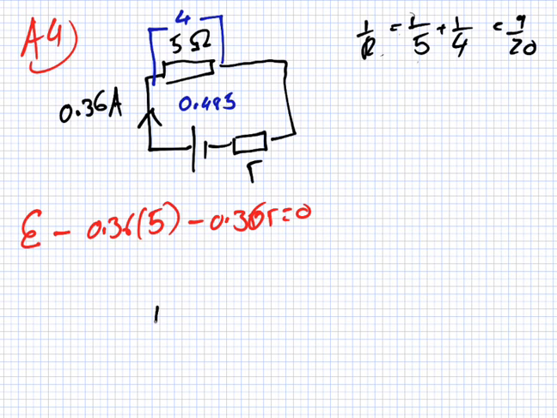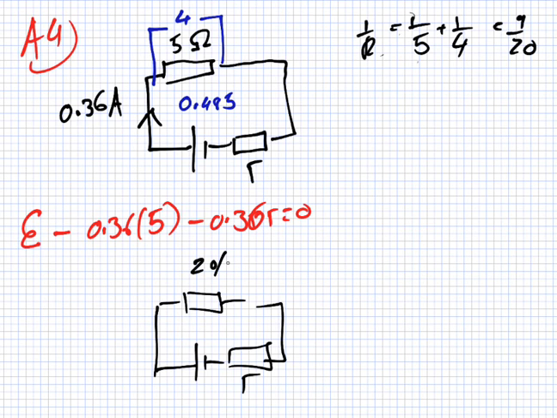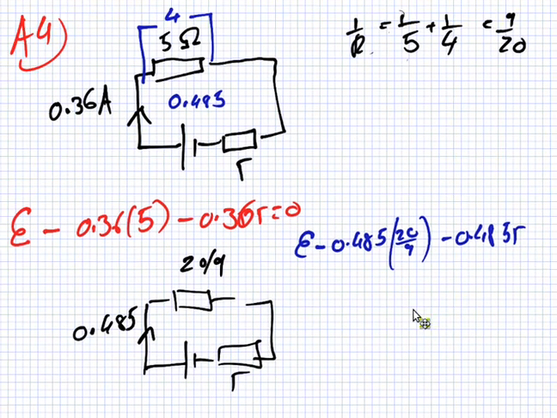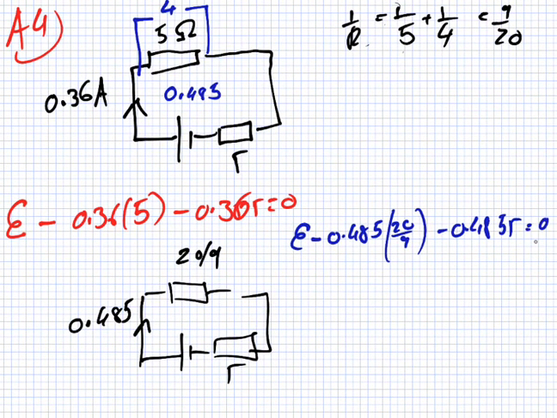So the next circuit actually looks like this. And this is 20 over 9. And this is 0.485. So the loop here would be E minus 0.485 times 20 over 9 minus 0.485r equals 0.